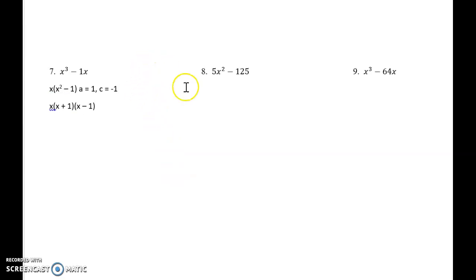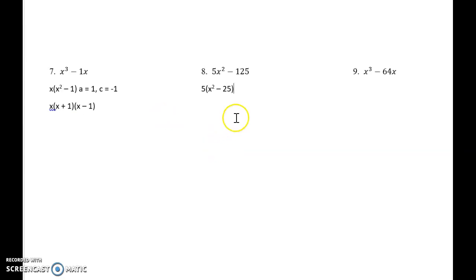All right, this one, first, always check for a GCF. Does this one have a GCF? Yep, it has a GCF of 5. So let's factor that out. And in the parentheses, I'll have x to the second, minus 125 divided by 5, which is 25.